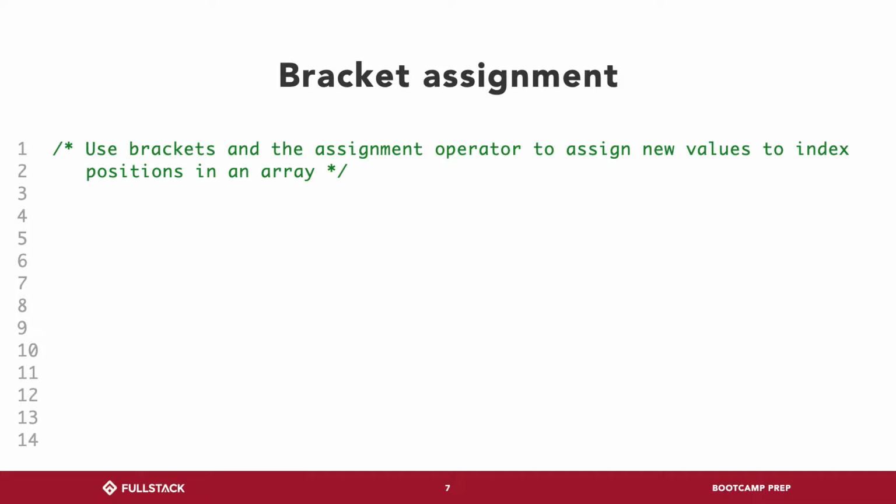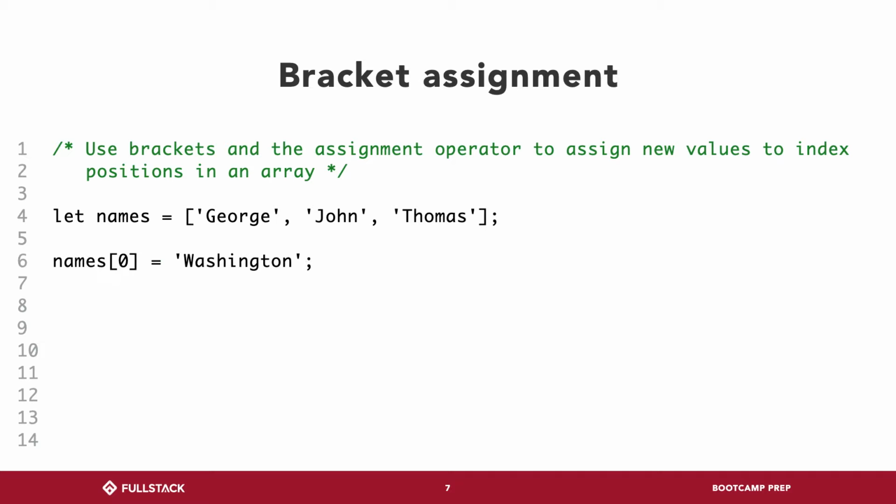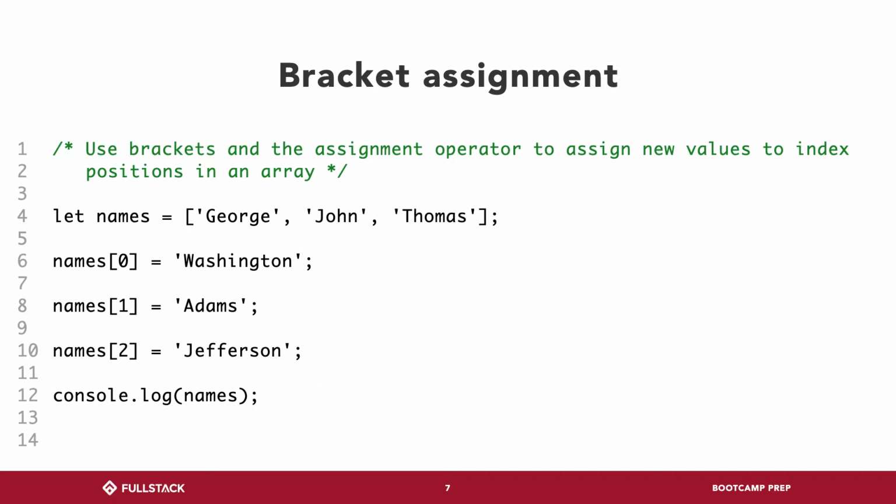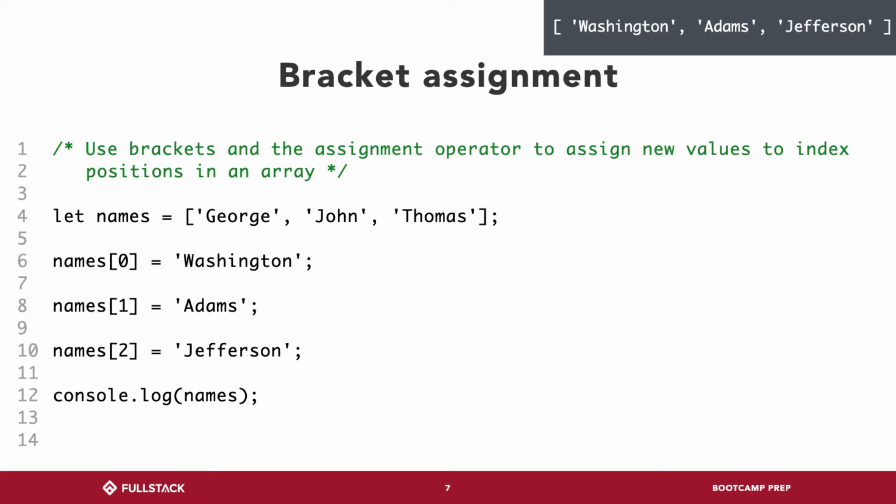So, to assign something, use brackets and the assignment operator to assign new values to index positions in an array. Okay? So you have let names equals George, John, Thomas, again. Names at 0 is now going to be Washington. Names at 1 is now going to be Adams, and names at 2 is going to be Jefferson. So when you console log names, you get Washington, Adams, Jefferson. The array is different. All the values are different now. You cannot do this with strings. Okay? This is new. You can do this with arrays. Any questions?